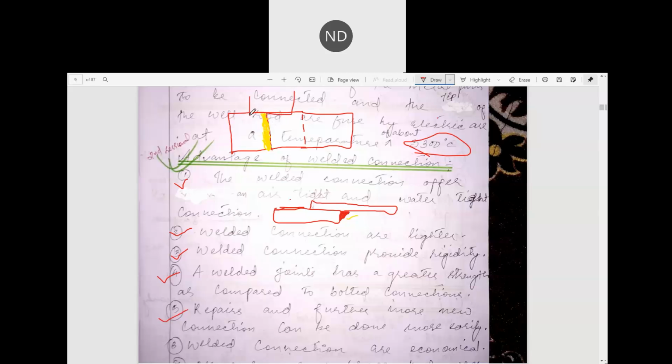So here you have to join these two. Again, you can easily use the welding, weld this portion and join it easily. There is no hindrance to it, right? Or if you want to repair something, you can just repair your weld connection and again apply your weld here. But in the bolted connection, you have to loosen and open the connection, and then repair, so it will take more time. The welded connection is much easier for repair and new connections.